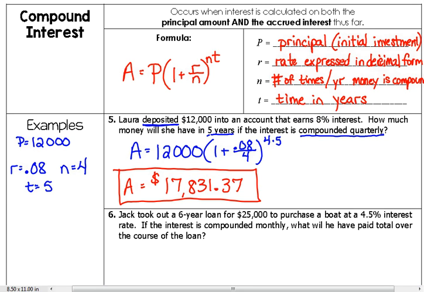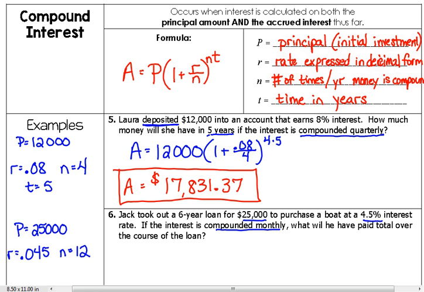All right, let's do another one. It says Jack took out a 6-year loan for $25,000. So $25,000 is P. That's the initial amount. It's not an investment here. We're talking about a loan, but that's the initial amount. It's $25,000 to purchase a boat at 4.5% interest. So our rate, expressed as a decimal, is 0.045. If the interest is compounded monthly, how many months are in a year? 12. So N is 12.